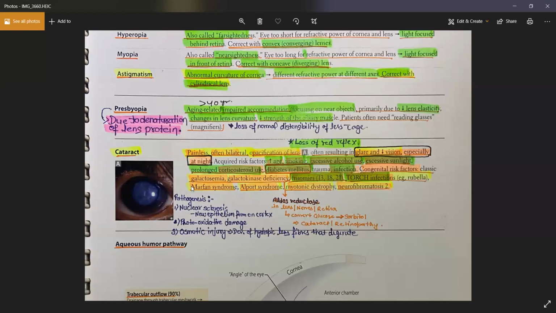Marfan syndrome can cause it because of the lens subluxation, if you guys remember. Alport syndrome can cause it. And what is Alport syndrome? Damage to collagen type 4. Exactly, right? And is it X-linked dominant or recessive? Dominant. Myotonic dystrophy, if you guys remember, the most common presenting complaint of myotonic dystrophy is a cataract.